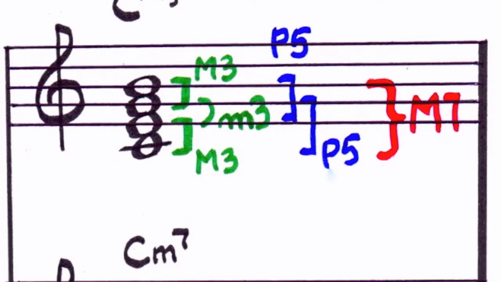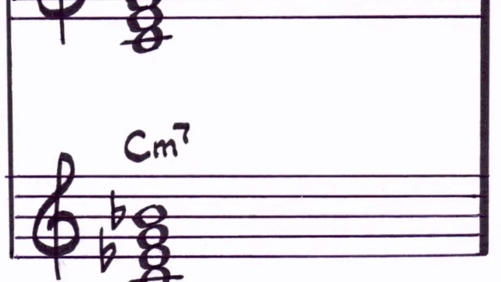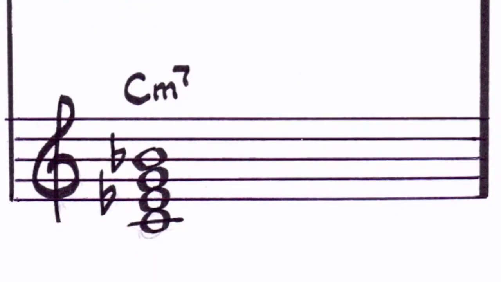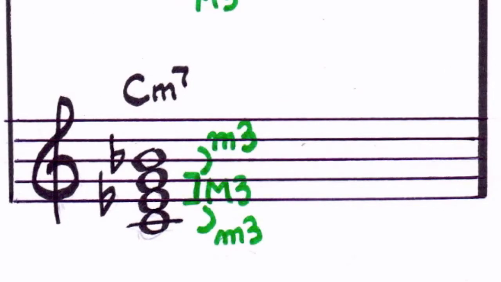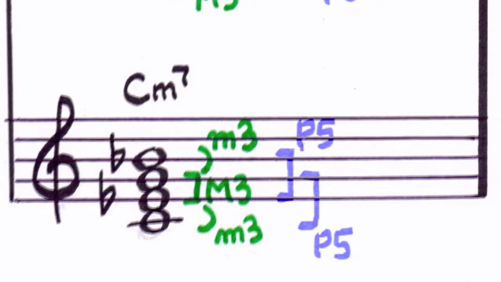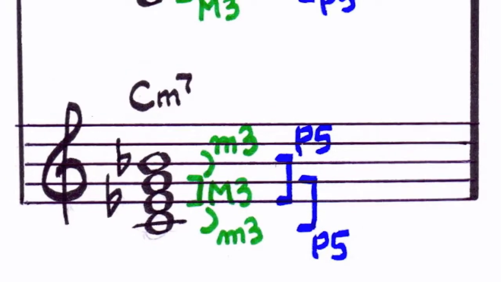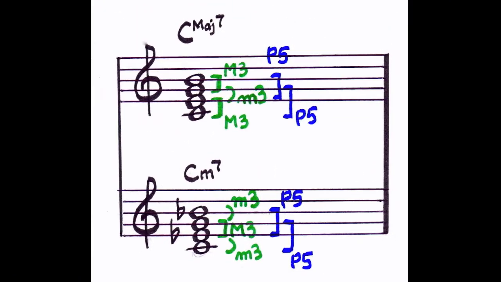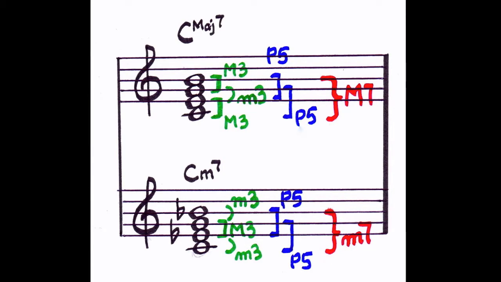Now, if we compare this to the minor 7 chord, we see that it has a very similar makeup. It is built out of thirds: a minor third, and then above that a major third, and then a minor third. In terms of fifths, we still have 2 perfect fifths. And the only really dissonant interval in the chord, again, is the outer 2 notes, which comprise a minor 7th.